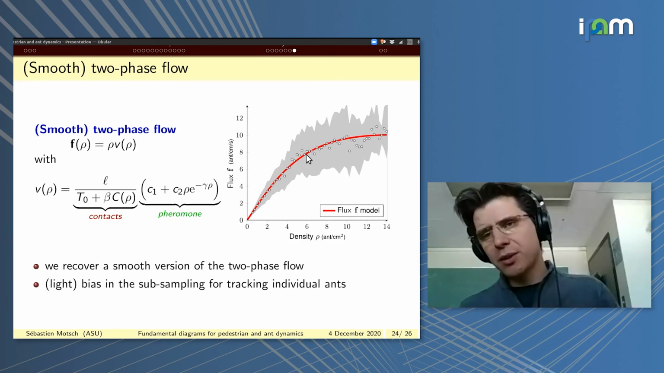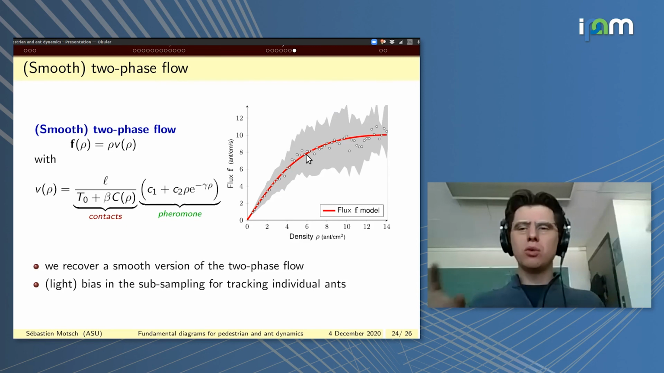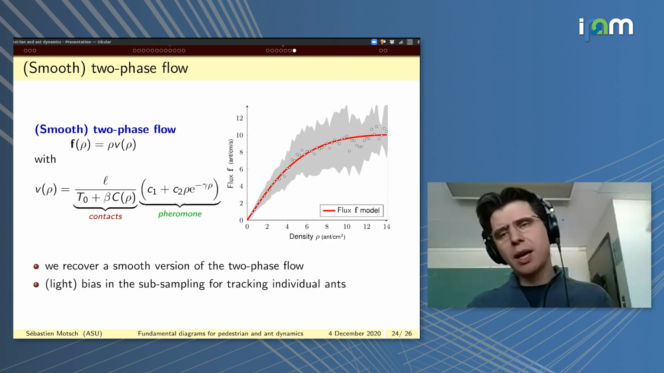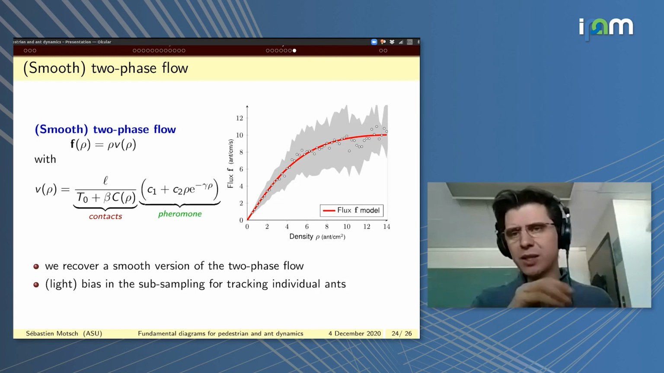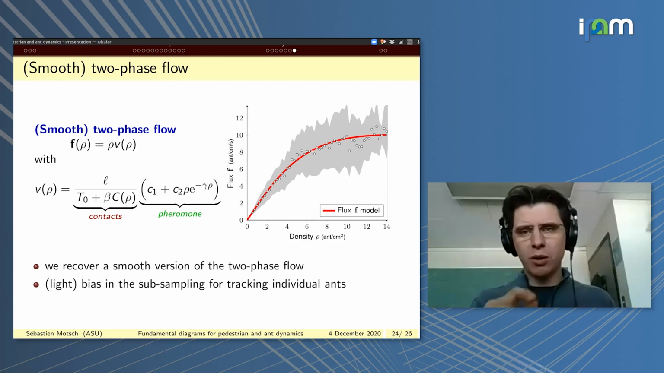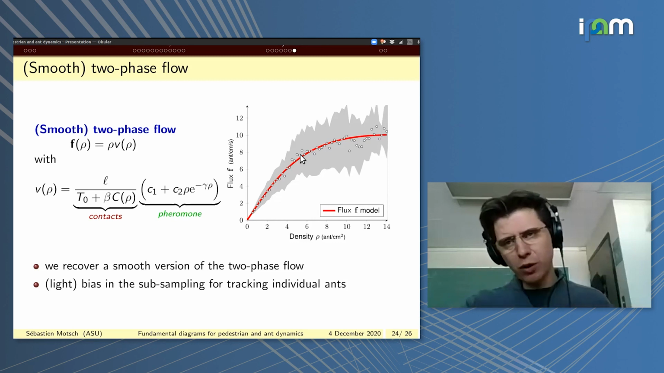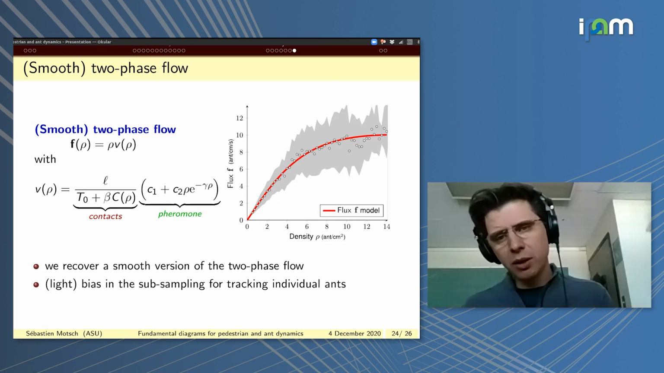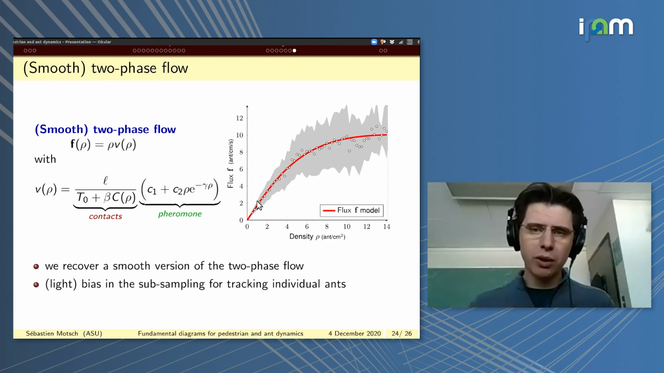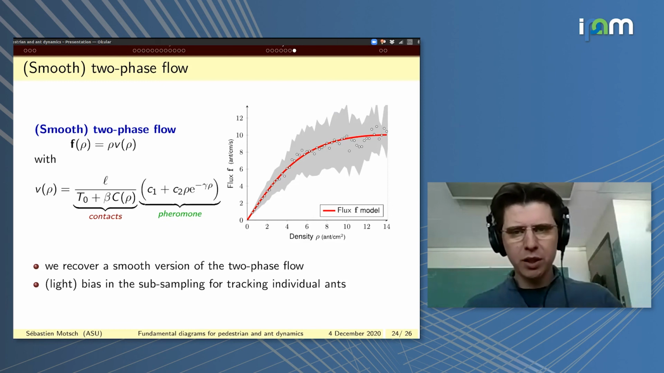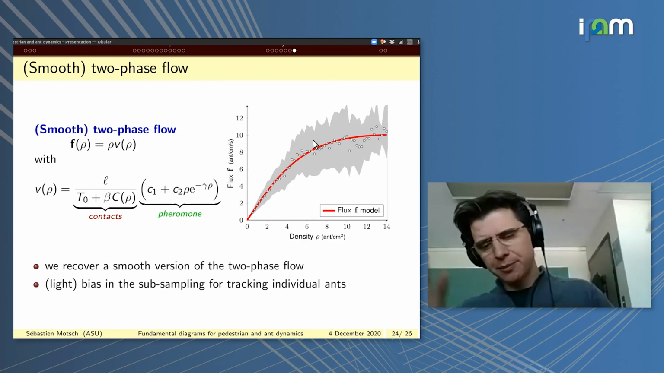The difference here is that there is some sampling issue. We didn't do this tracking for all the ants, it's too many. So we do a subsample, and we may have some bias in which ants we look at. So it's not as pronounced, this two-phase flow. It's more like a smooth version, but you nonetheless get a rough idea of what's going on. So we really recover these two effects, this almost free flow, but it's more like a dynamic free flow. It's two effects compensating each other and just being constant.